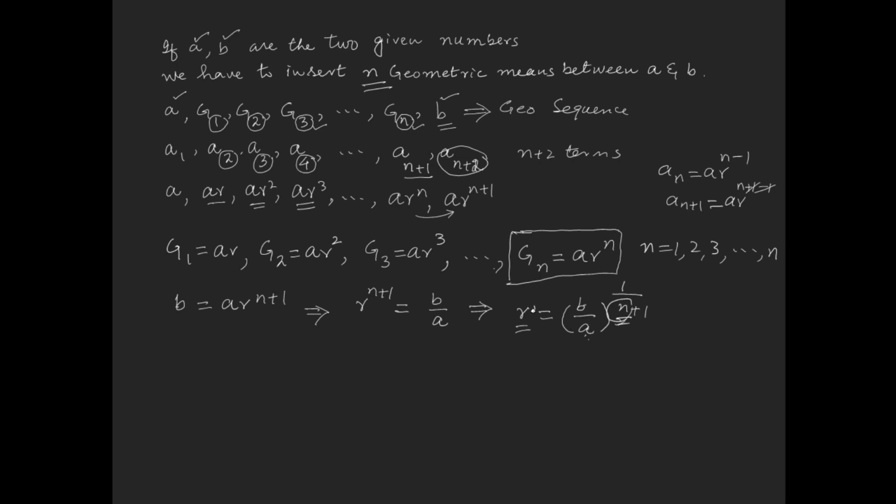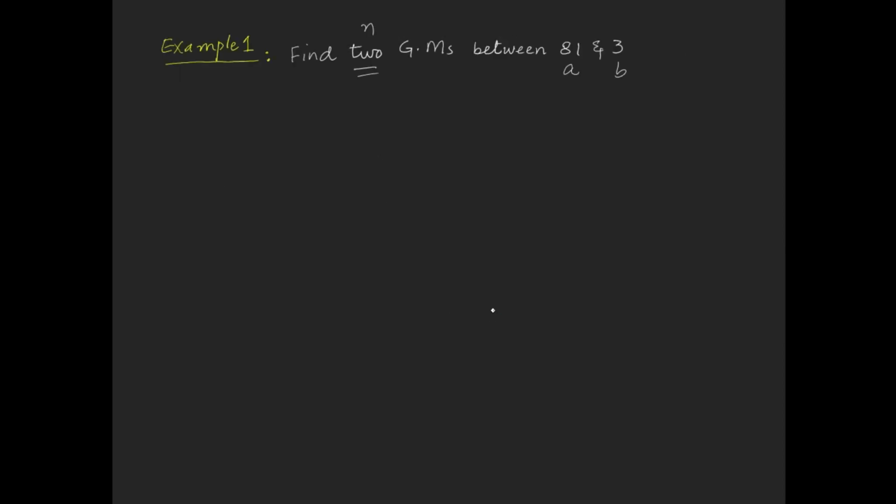And then we will find the value of R. So n is given: n is 2, A is 81 and B is 3. So find the value of R. By the formula, R equals (B divided by A) whole power 1 divided by n plus 1. n is the number of geometric means required, which is 2.